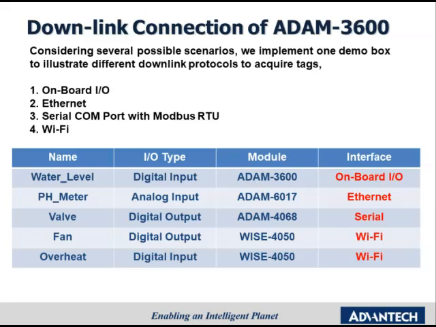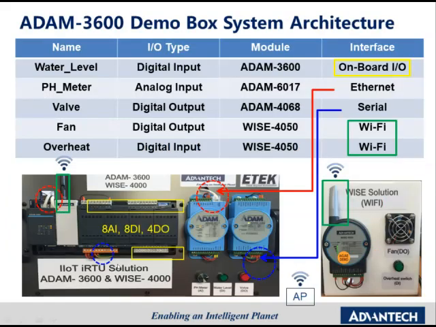Considering several possible scenarios, we implement one demo bus to illustrate different downlink protocols to acquire tags. Each tag and its I/O type can be found in the table below. As you can see, Advantech 3600 could use different interfaces to acquire data from remote I/O such as Allen and Weiss series. The whole system architecture of the Advantech 3600 demo bus is shown here.